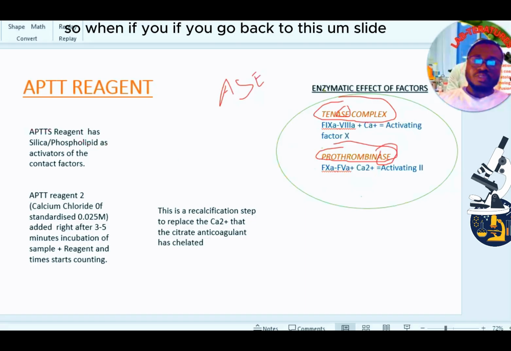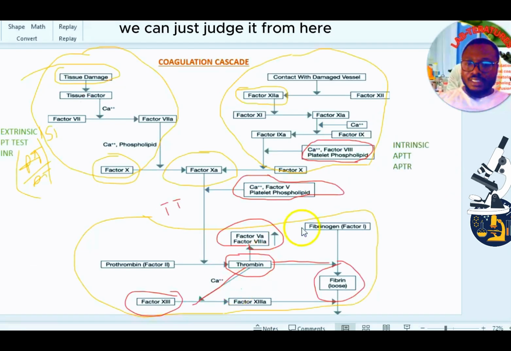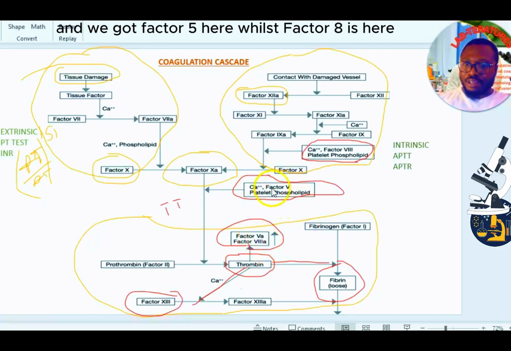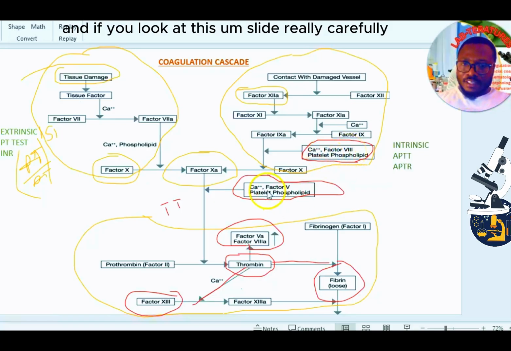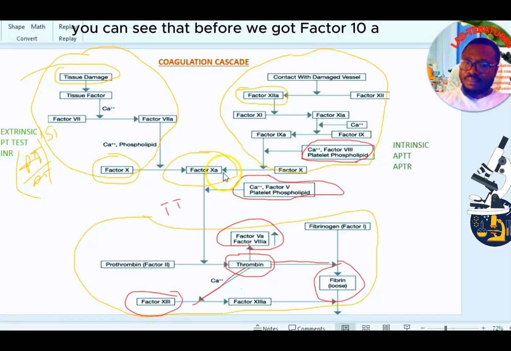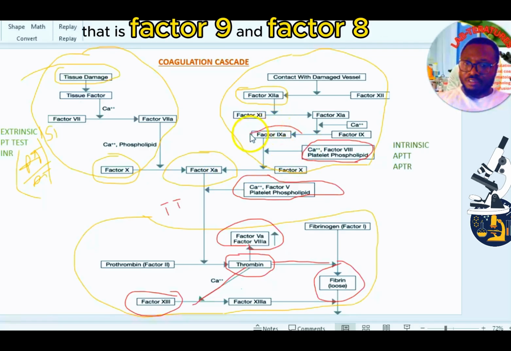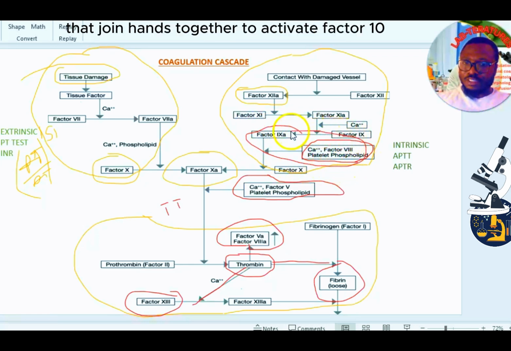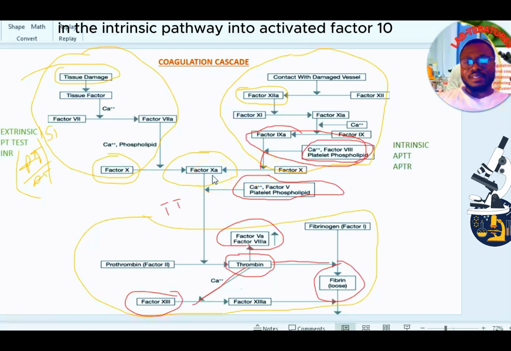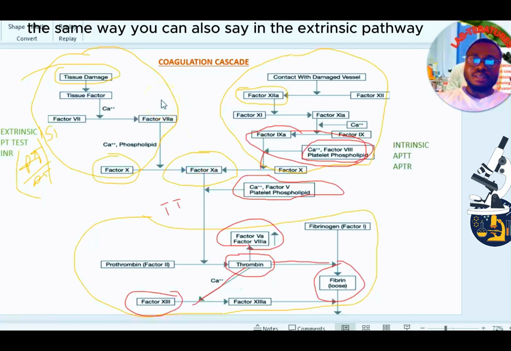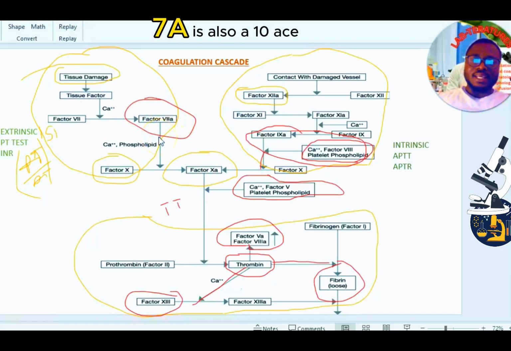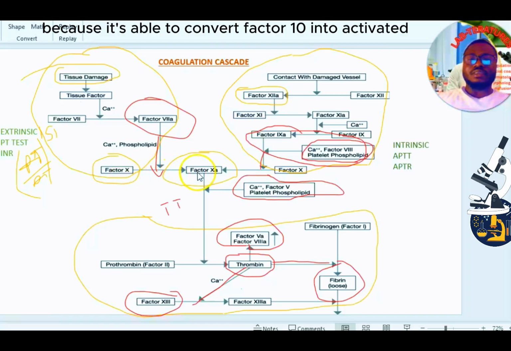So if you go back to this slide, we can just judge it from here, because we know that it is thrombin that activated both factor 5 and factor 8, and we got factor 5 here whilst factor 8 is here. And if you look at this slide really carefully, you can see that before we got activated factor 10A, it is a couple of factors that join hands together, that is factor 9 and factor 8, to activate factor 10 in the intrinsic pathway into activated factor 10. The same way we can also say in the extrinsic pathway, 7A is also a 10ACE because it's able to convert factor 10 into its activated form.